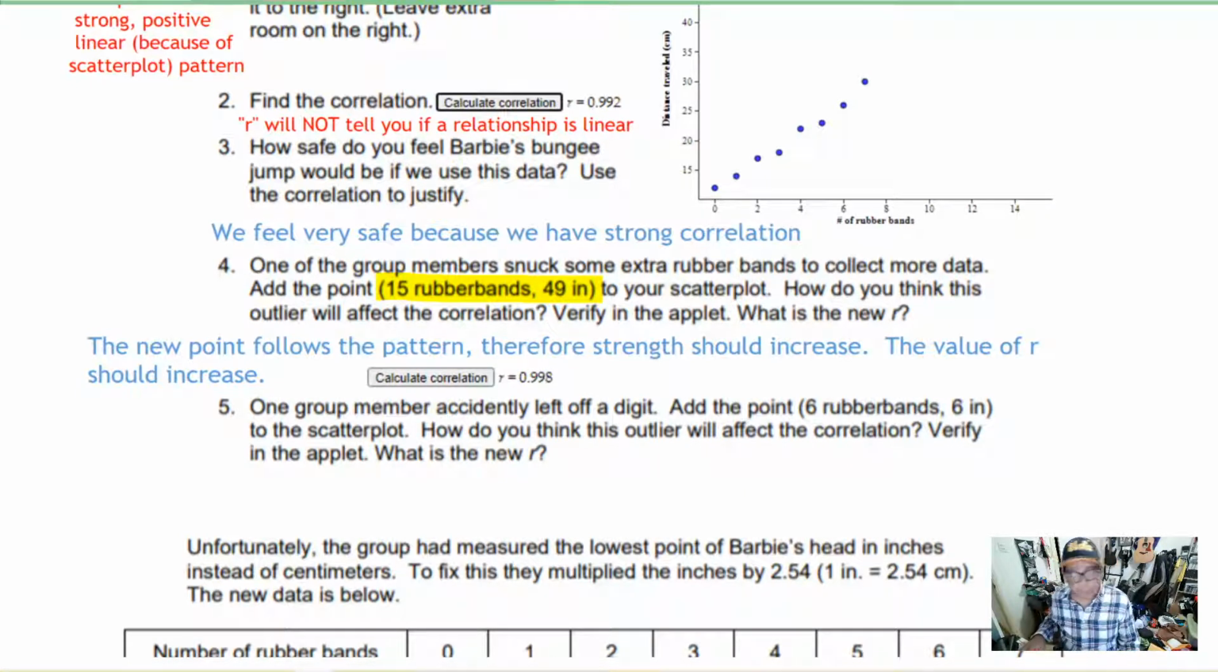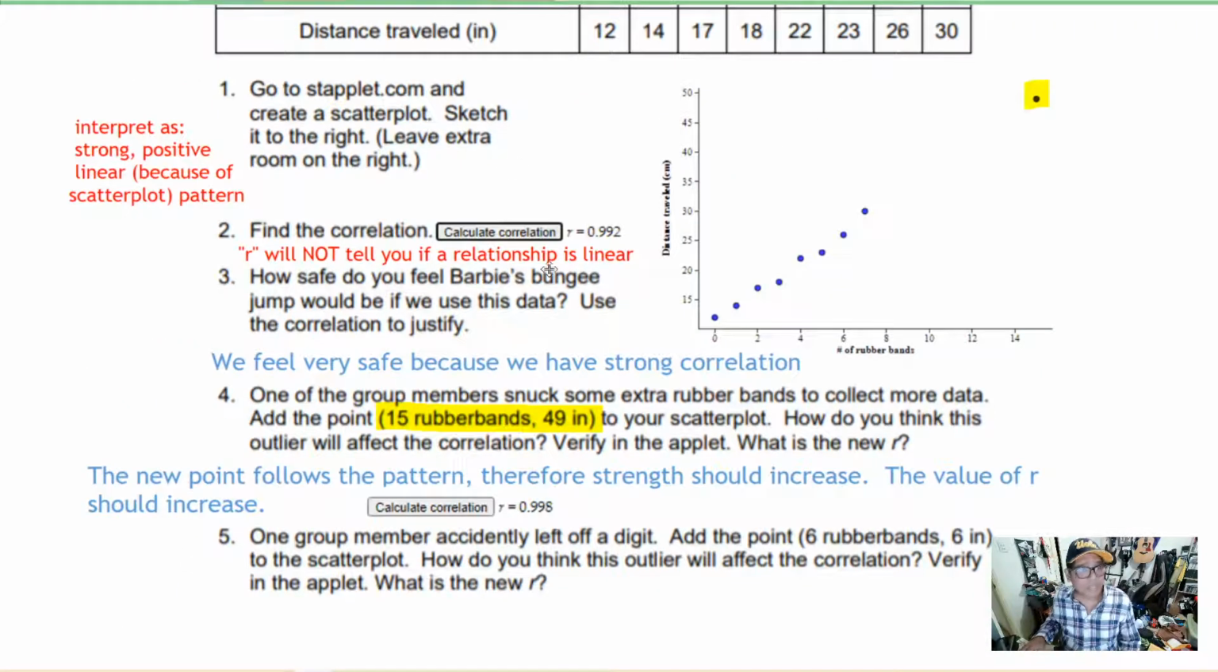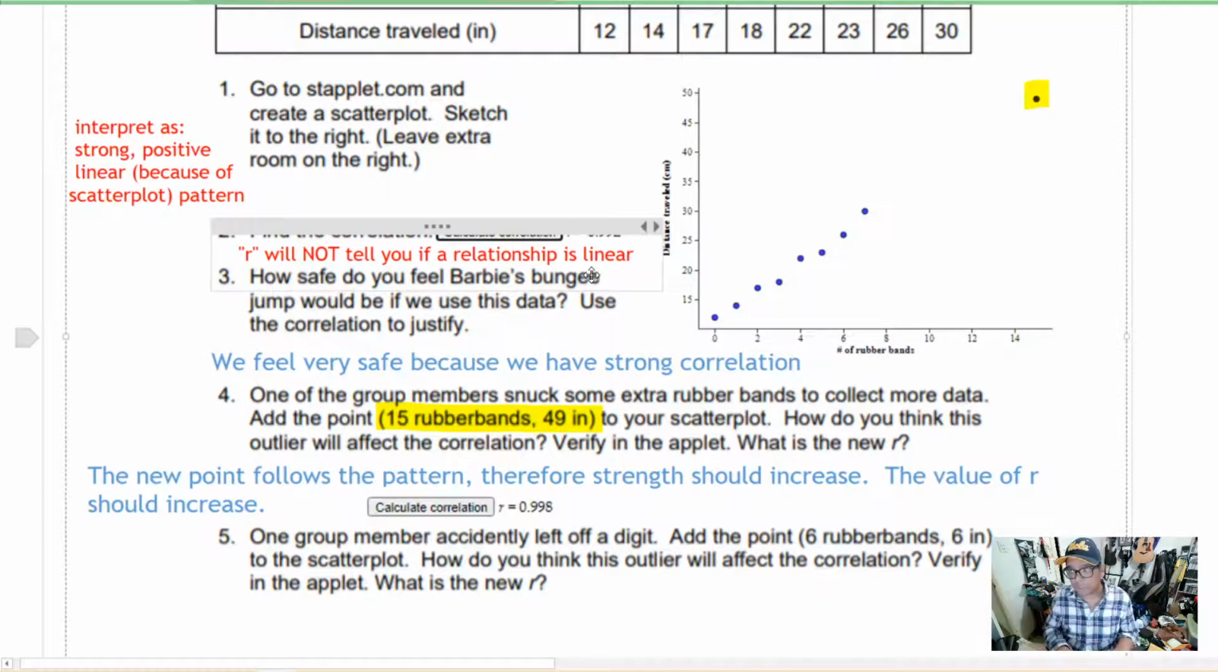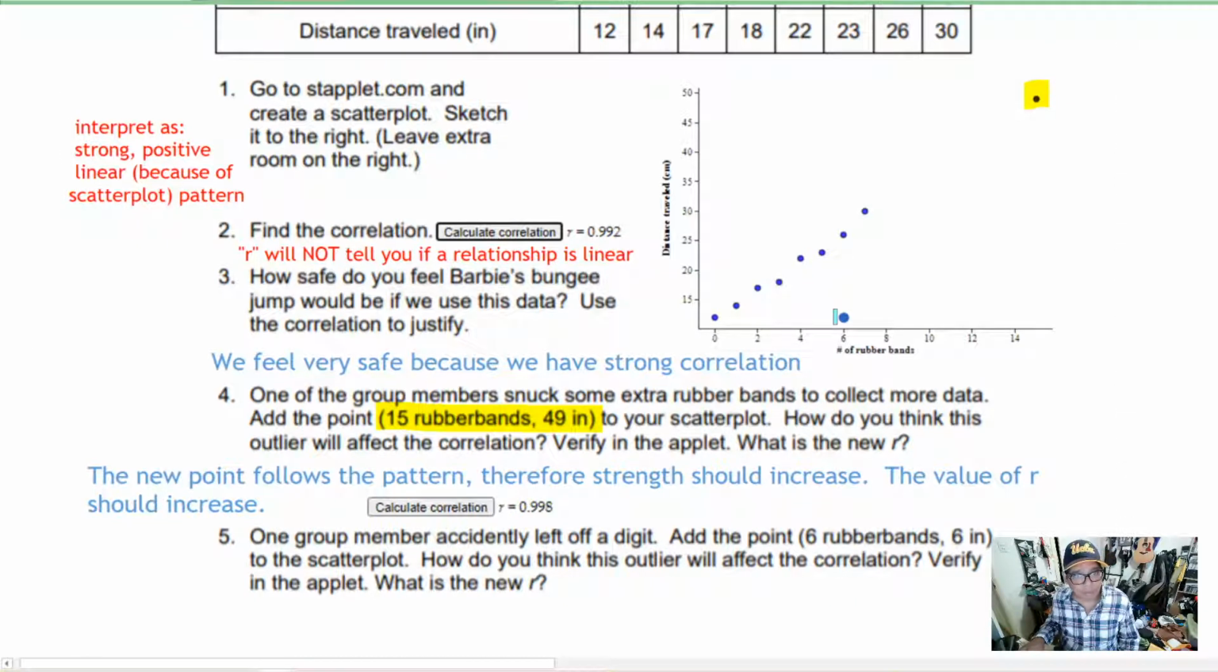So that brings us to our number 5. One group member accidentally left off a digit. So we're going to add the point 6 rubber bands, 6 inches to the scatter plot. Let's see where that point is going to be. 6 rubber bands, 6 inches. That new point is going to be right about here.